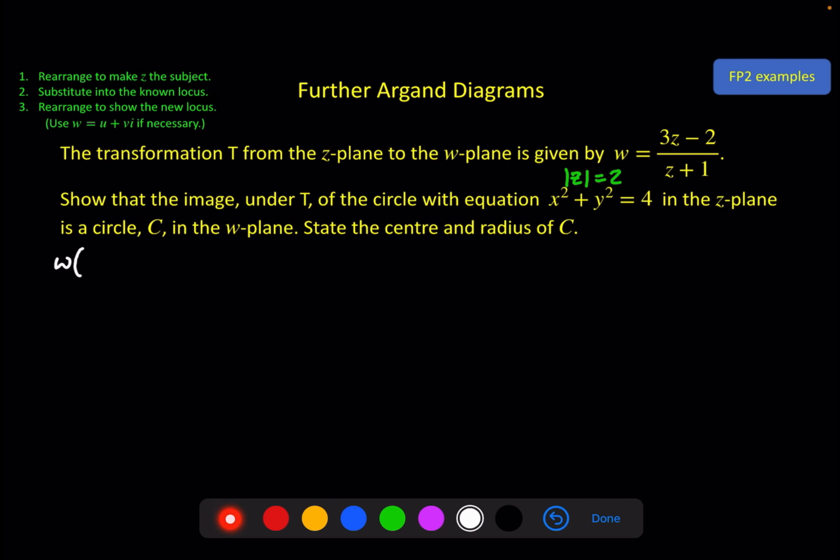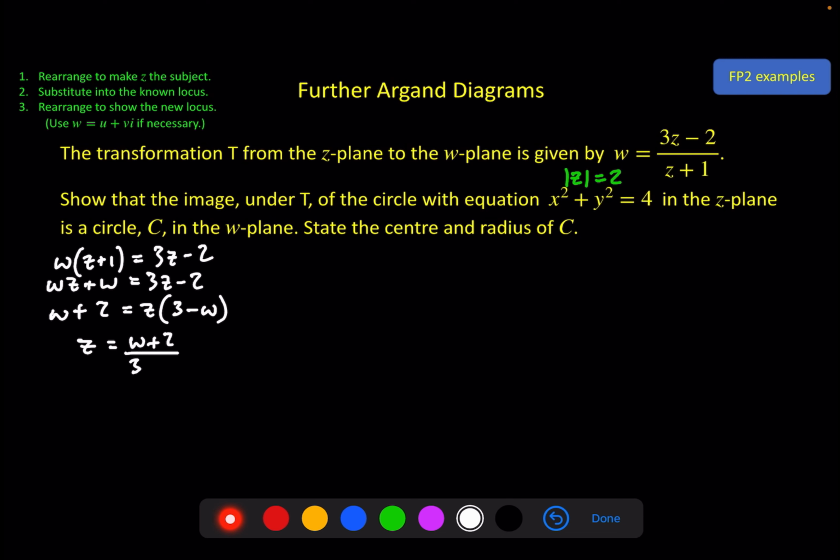So we've got w(z plus 1) equals 3z minus 2, wz plus w. I'm going to bring the 2 on this side, factorize the z on this side, to give this. Now we substitute this into the locus that we decided upon.